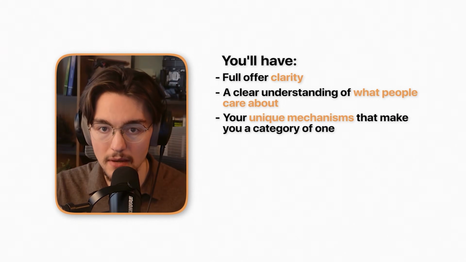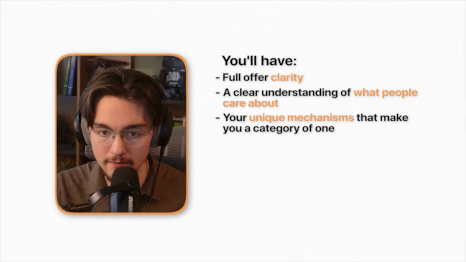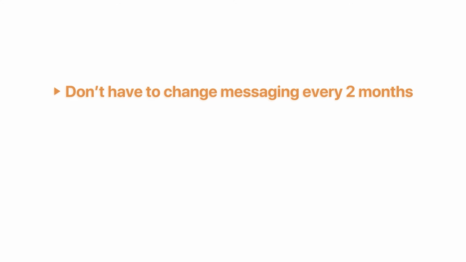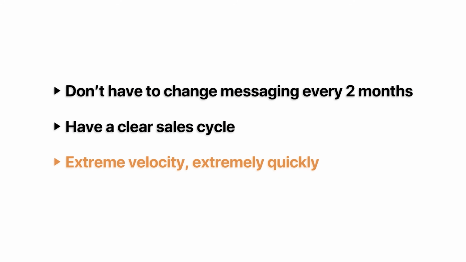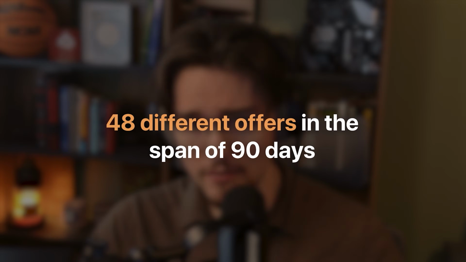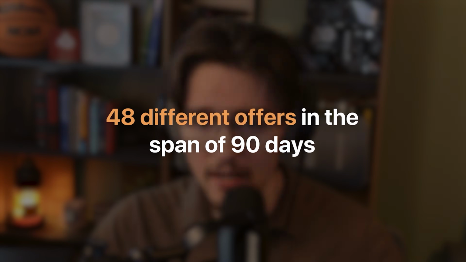you have your unique mechanisms that make you a category of one, and that feeds the rest of your go-to-market flywheel so that you don't have to change messaging every 2 months. So you have a clear sales cycle. So you have extreme velocity extremely quickly because you can test 48 different offers in the span of 90 days. And you become a category of one because you're never racing to the bottom with guarantees and sloppy trials.